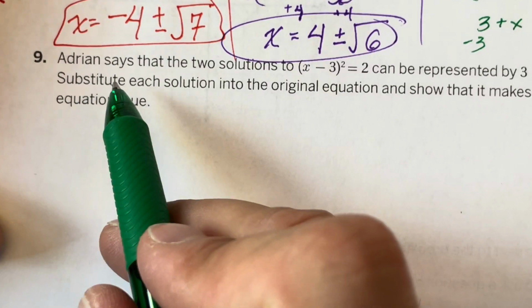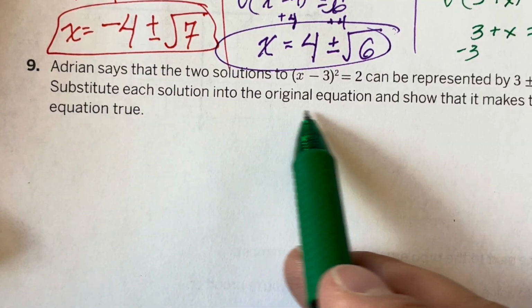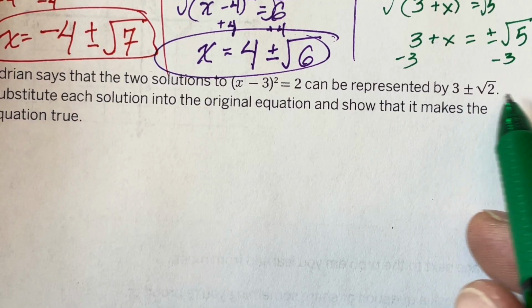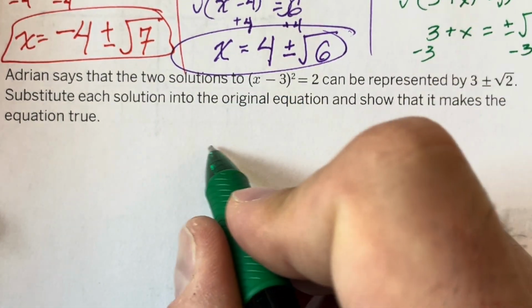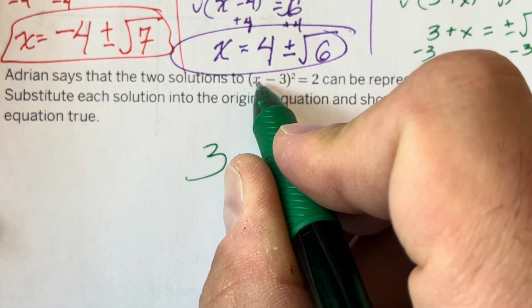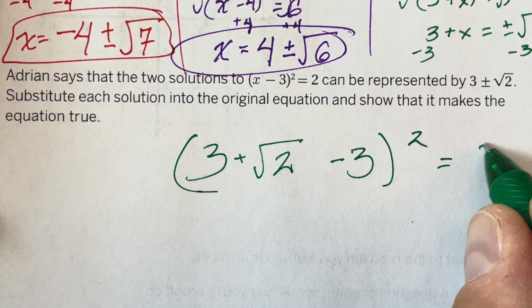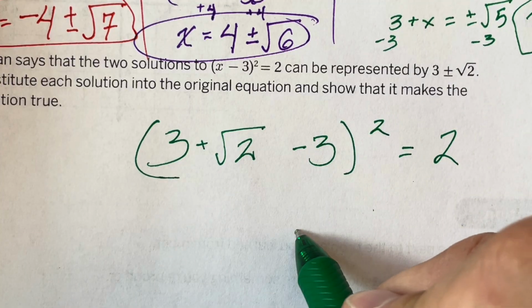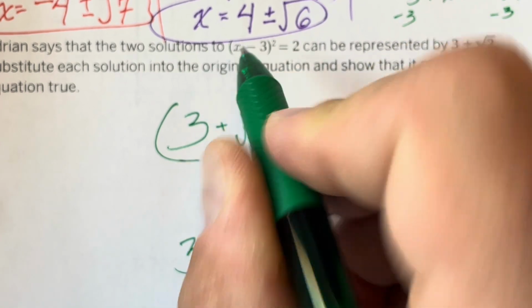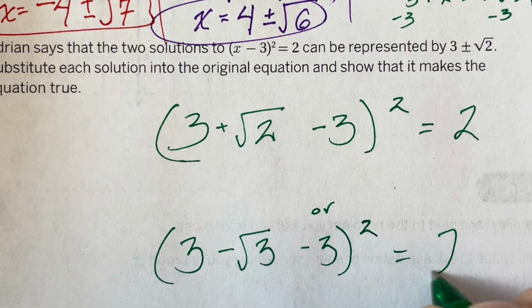I will look at number 9. It says, Adrian says the two solutions to this can be represented as that. Substitute each solution into your original equation to show that it makes sense. Whoa, what are they saying? They're saying take 3 plus or minus the root of 2. Take 3 plus the root of 2 as our x value, minus 3 squared equals 2. Or take 3 minus the square root of 2, put that in for x, and then subtract 3, and then square it, and we'll get 2.